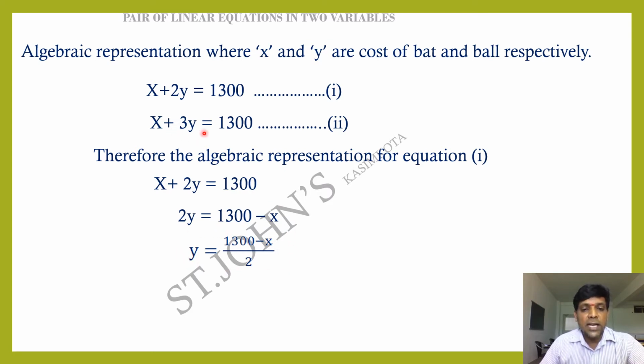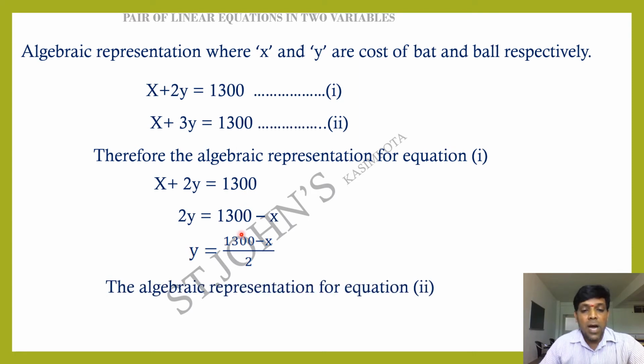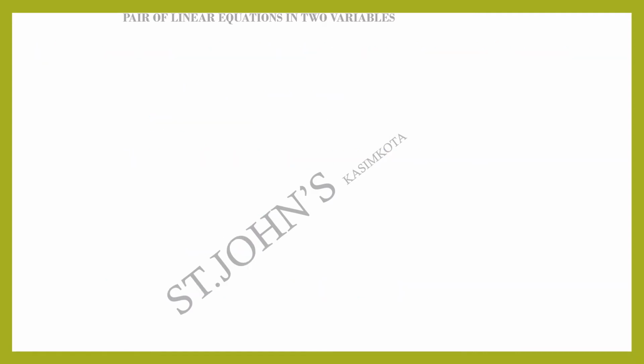Now we are going to the second equation. So what is the second equation? x plus 3y equals 1,300. The algebraic representation for equation 2. Now we have to write the algebraic form. This is written as 3y equals 1,300 minus x. Already x is in plus position, so transposing x from LHS to RHS, it becomes minus x. So 3y equals 1,300 minus x.